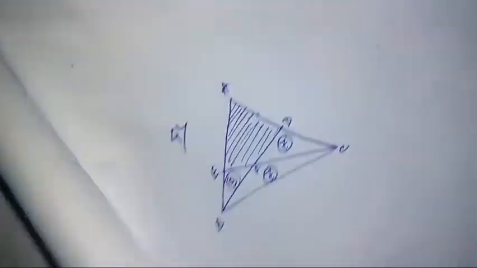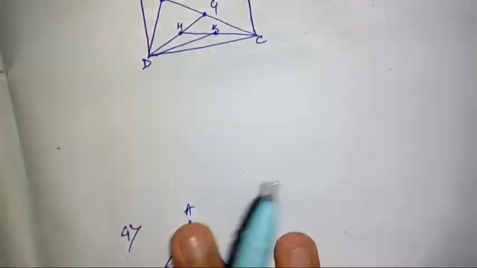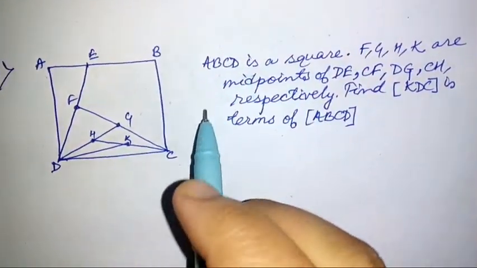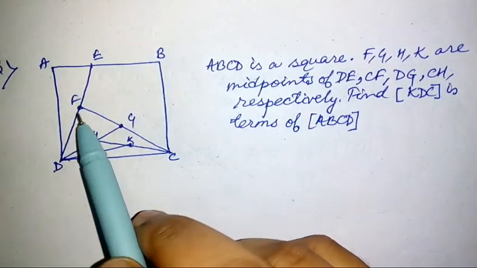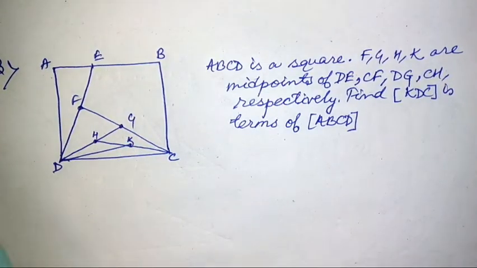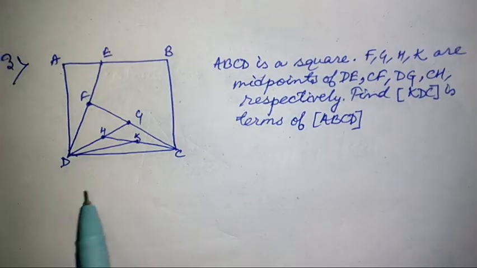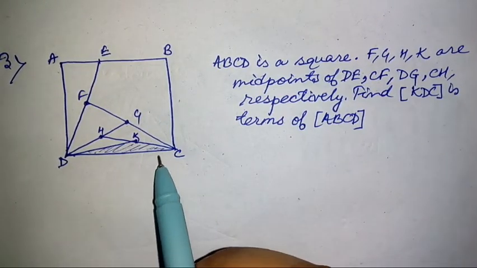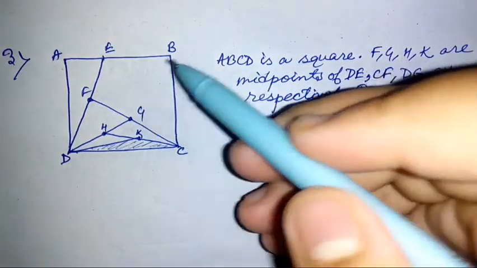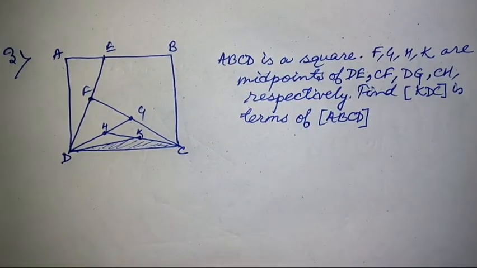Now let me solve another question. Yes. So this is our given configuration. We are told that ABCD is the square and these points F, G, H, K are the midpoints. So we have to find the area of KDC in terms of ABCD. Now before solving any question, we have to first check whether there are any more lines which we can join to create a meaningful figure.